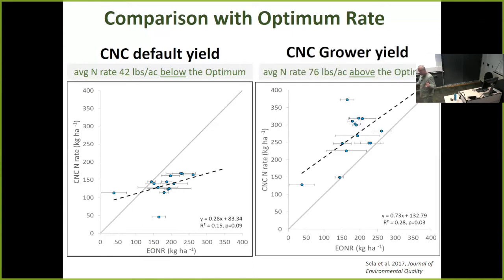And if you take the yields estimated by the farmers and you plug them into the calculator, we found that it actually overestimates the EONR by close to 80 pounds per acre. So it's not just about correcting the yield input.